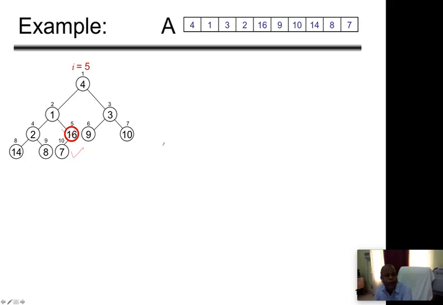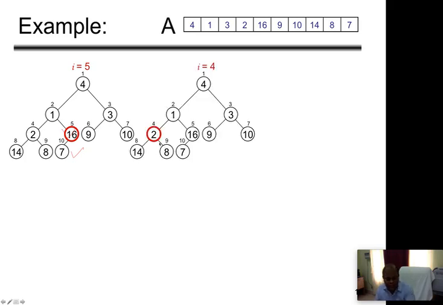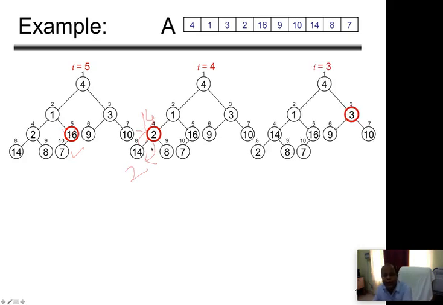Next, i will be 4. If i is 4, what will happen? You want to heapify this one, so 14 will come here and 2 will come here. That means you will write 2 here and 14 will be right here, and by default it is heapified. Hence, next what will happen? i is equal to 3.